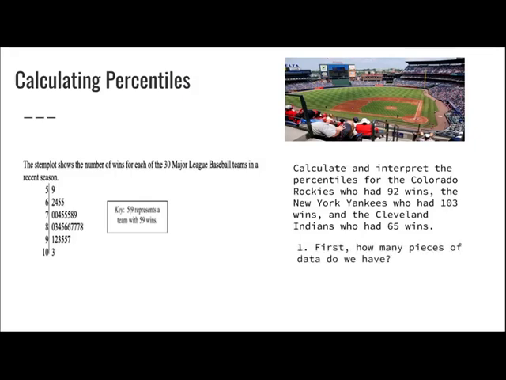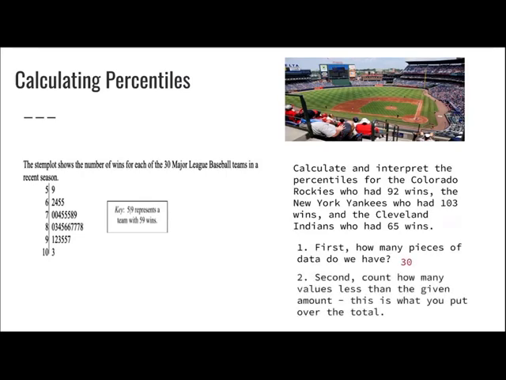First, how many pieces of data do we have? Well, we know that the stem plot says we have 30 teams, so that means there's 30 pieces of data here. Second, count how many values are less than the given amount. This is going to be what you're going to put over your total.